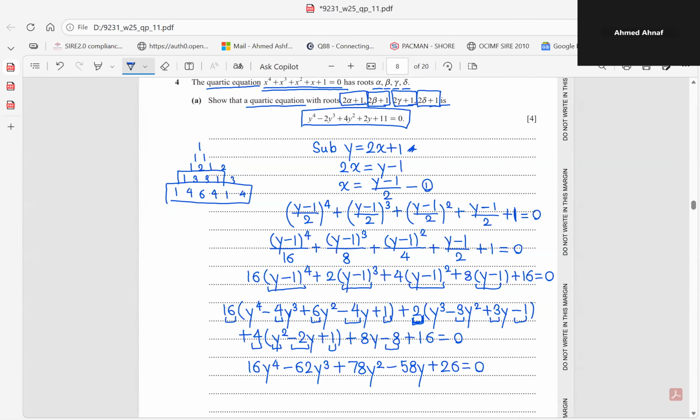For this, okay, so I just realized I made a mistake here. You're not supposed to have the 16 in here. So wait a minute. Let me just remove all the markings.